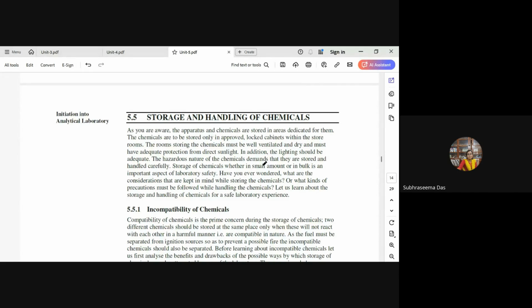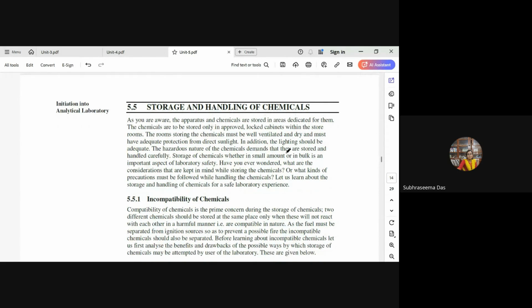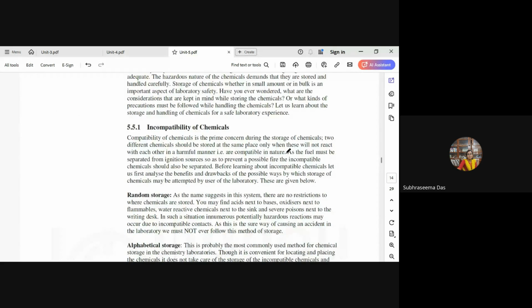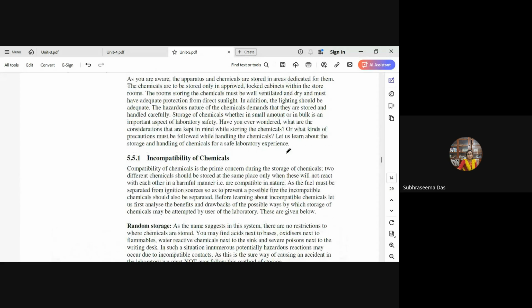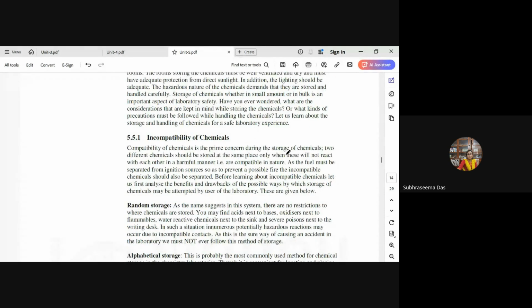Now coming to storage and handling of chemicals. We know there are a variety of chemicals that we come across in the laboratory, so the first task is the storage and handling of chemicals. Before we look at how we can store chemicals, we need to understand the incompatibility of chemicals. Incompatibility means that if a chemical is incompatible with another chemical, then they should not be stored together.